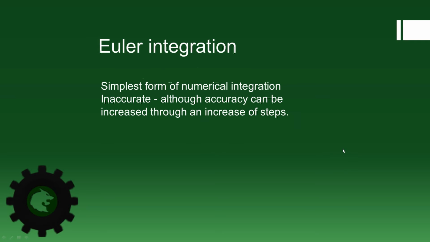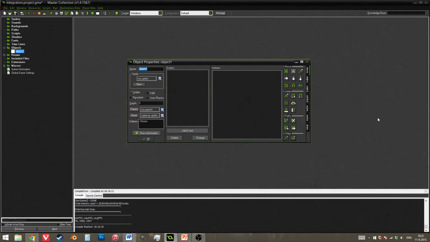So the method I'll explain today is called Euler integration. It is the simplest form of numerical integration, but it can be quite inaccurate. However, the method is more than good enough for the large majority of your games, and the accuracy can be improved at the cost of some extra CPU time. As I mentioned before, Euler integration is very simple.